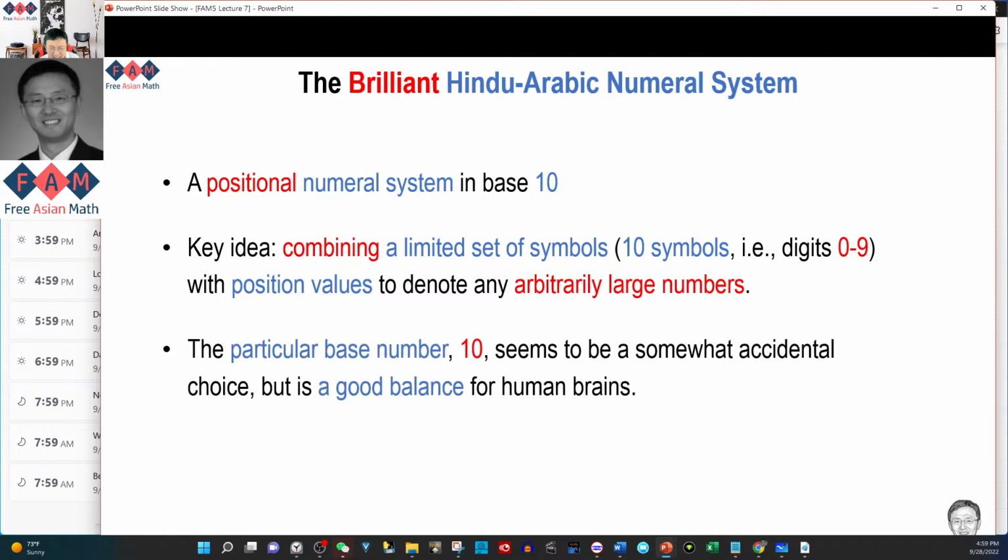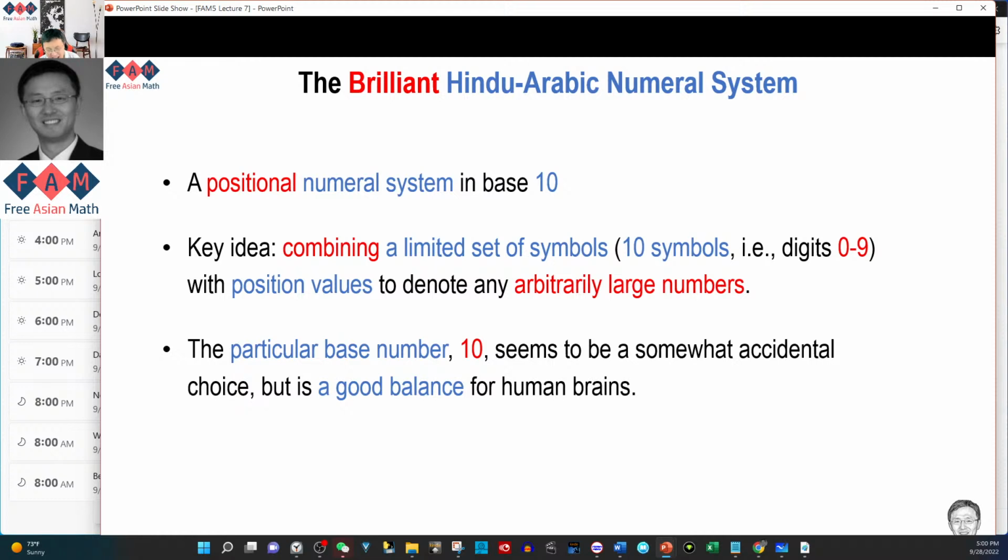For this particular system, we choose what we call the base, which is 10. Base means how many digits you need as the basic set. In this case, we need 10. So this is called the base 10 numeral system. Another name is decimal. Decimal, I think, is also from Latin. Correct me if I'm wrong, but that's something related to 10. So this is a decimal system.